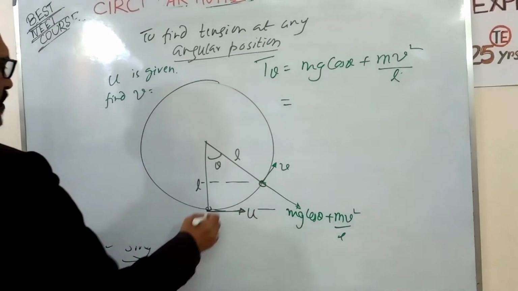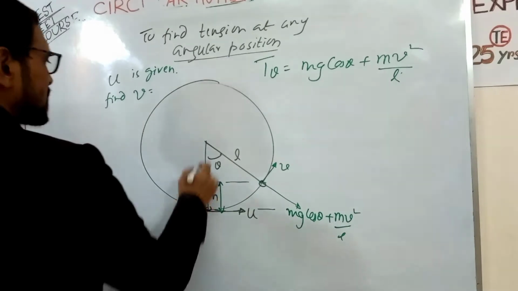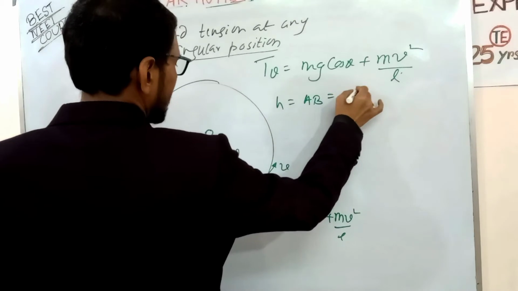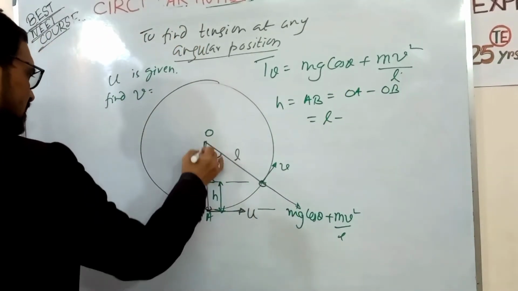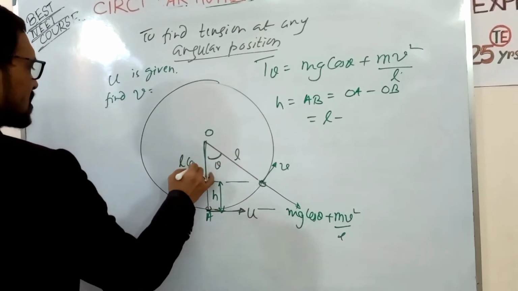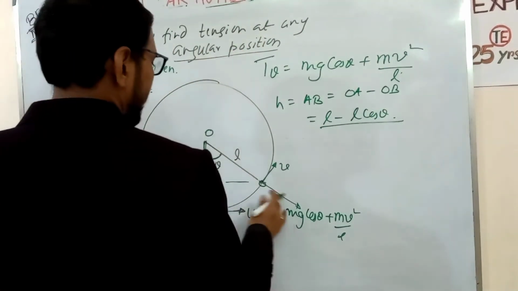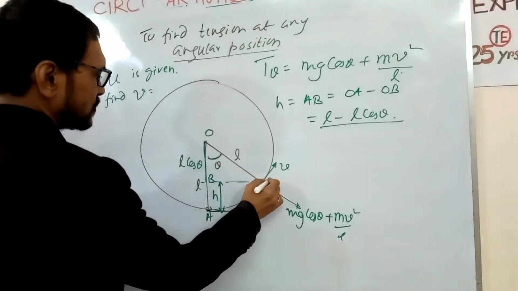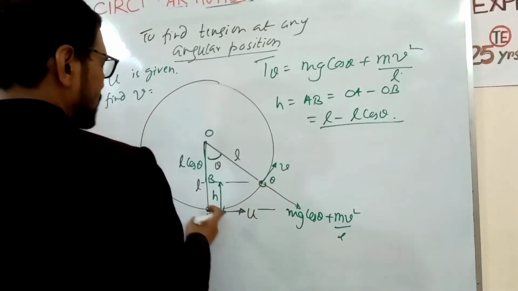To find the velocity, we first calculate the height of ascent. What is h? H equals AB, which is equal to OA minus OB. OA equals L, and OB equals L cos theta, from this triangle. So L minus L cos theta equals H. Now the particle goes from A to this position, suppose this is the theta position, so the height of ascent is H.